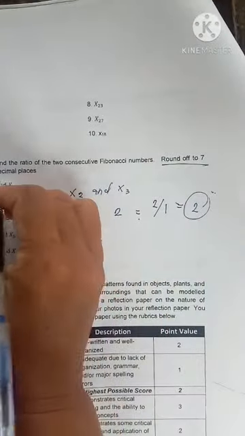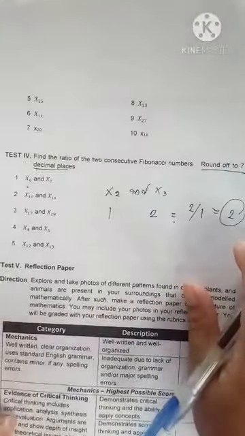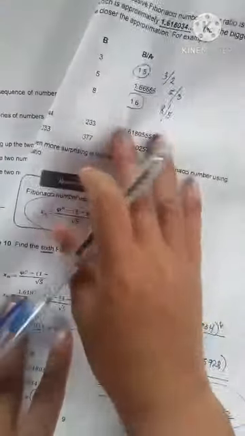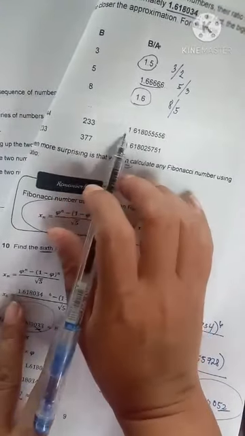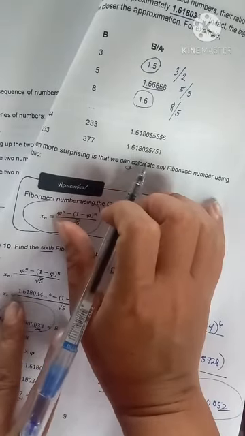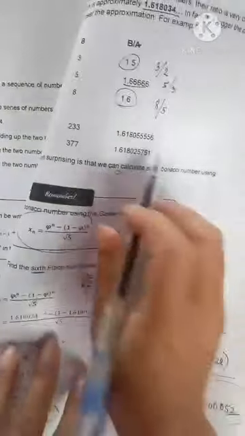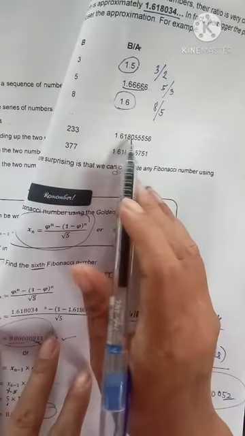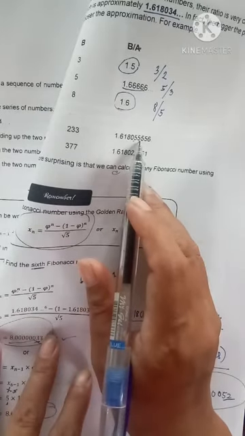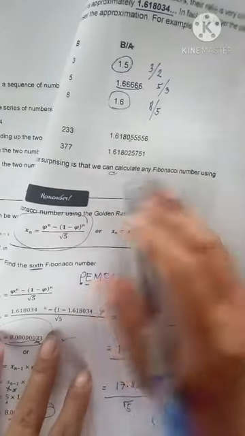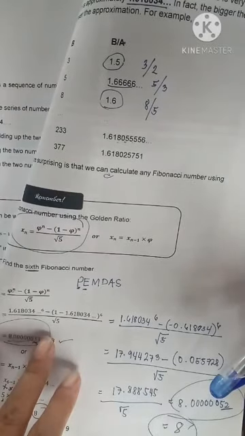Okay? So here, remember, you have to round off to 7 decimal places. So if it is long and has decimals, just like here, you have to round off to 7 decimal places. 7. Just like here. 1, 2, 3, 4. Oh, this is 9 already. So round off to 7 decimal places. Okay? So that's what you're going to do in test 4.